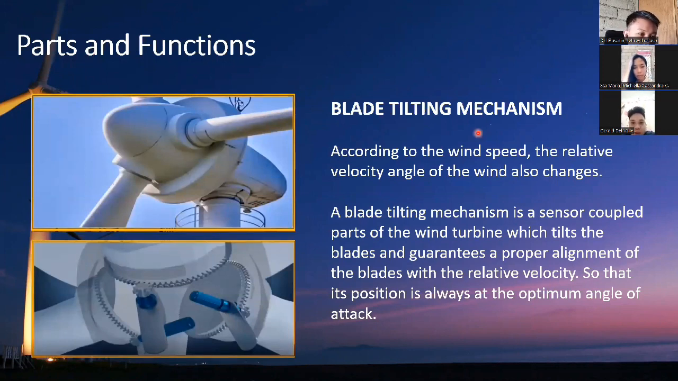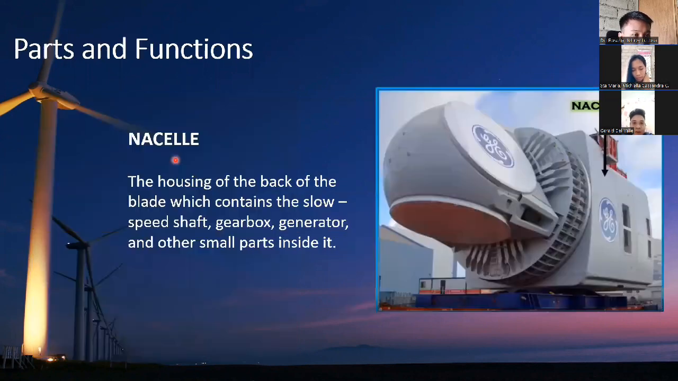And the blade tilting mechanism. According to the wind speed, the relative velocity angle of the wind also changes. A blade tilting mechanism is a sensor-coupled part of the wind turbine which tilts the blades and guarantees a proper alignment of the blades with the relative velocity, so that its position is always at the optimum angle of attack.